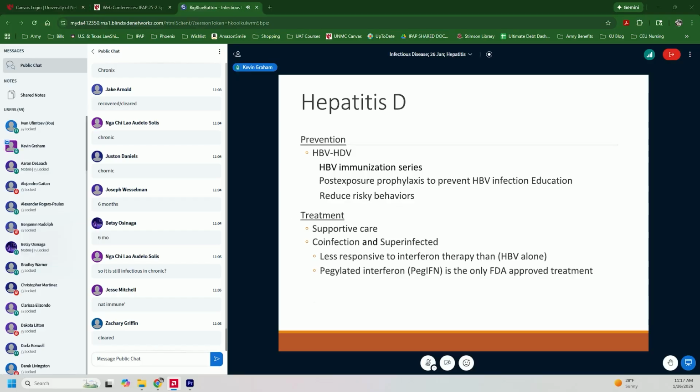And then it kind of talks about some therapies here. Hepatitis D, again, supportive therapy, and we have to treat the hepatitis B accordingly as well.